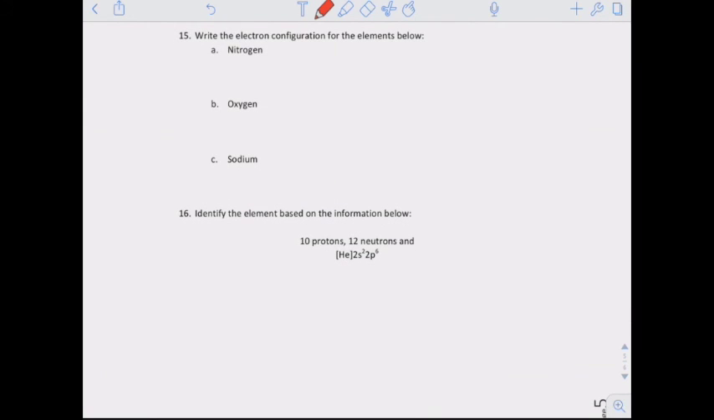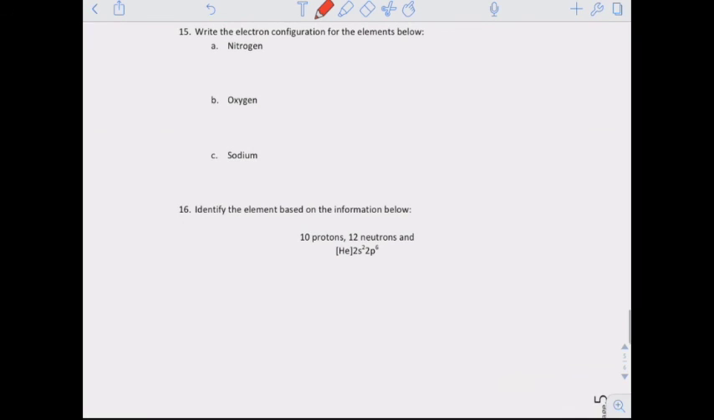Looking at number 15, it says write the electron configuration for the elements below. Using our periodic table and using that Aufbau filling order, it's the same order. Nitrogen has 7 electrons, so follow the same order. 1s2, that took care of 2 electrons. We're down to 5. 2s2, that took care of another 2, which is a total of 4. We're down to 3. The next in line is 2p, and then we have 2p3. And you can look, 2 plus 2 is 4, plus 3 is 7.